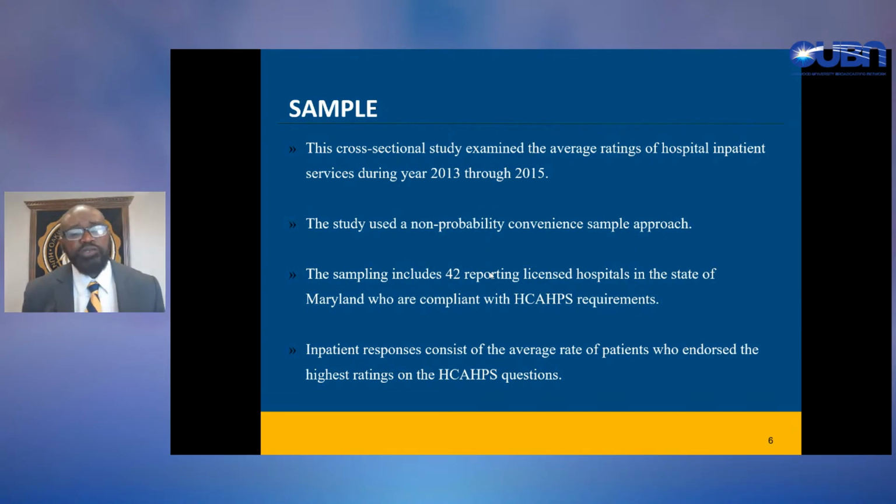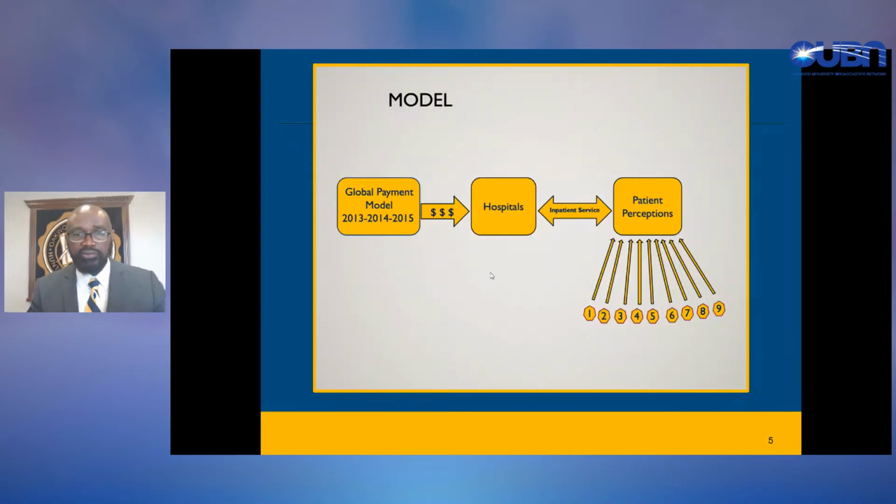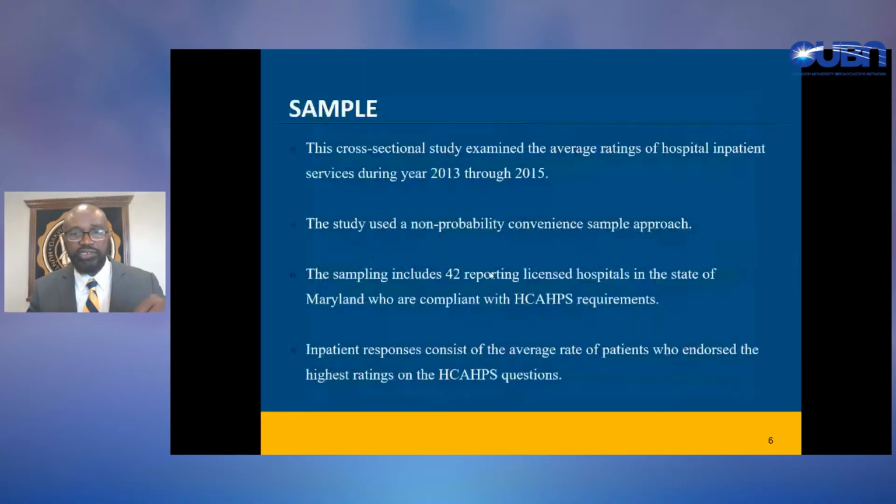So the responses for patients consist of average rates. We are looking at rates and percentages of those who responded to the 9 variables that I showed you before on the model, right? These 9 variables, we'll move forward and see their names in the following slides.